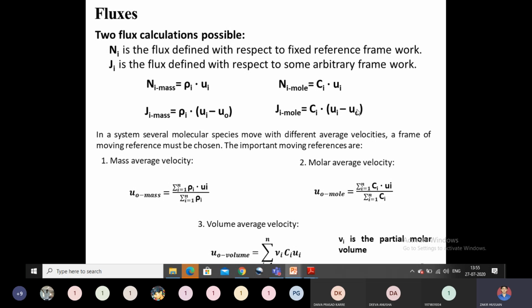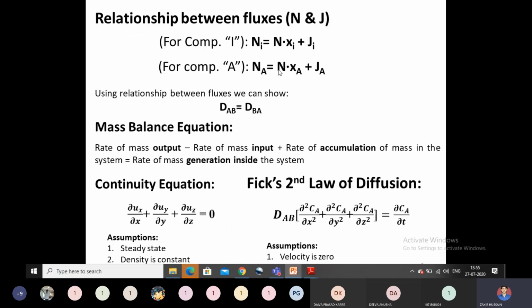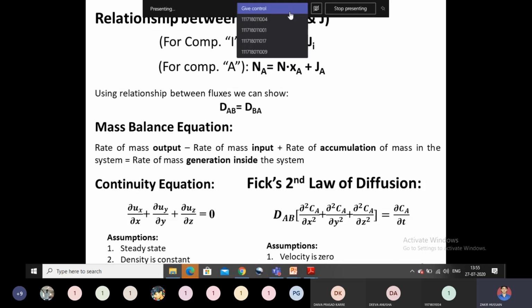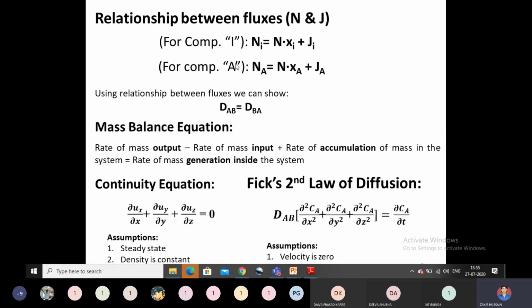When we substitute our equation here, we can obtain the relationship between Ni and Ji. Finally, we obtain this equation by the derivation. You can watch the previous videos. For every species, for component i, we can write this, and for component A, in place of i we write A.